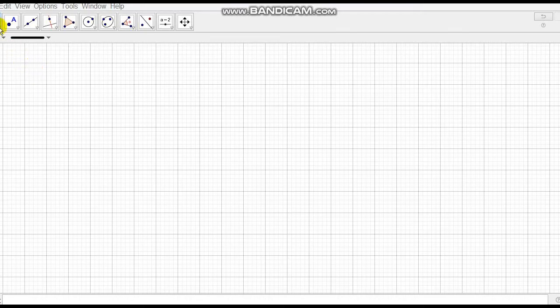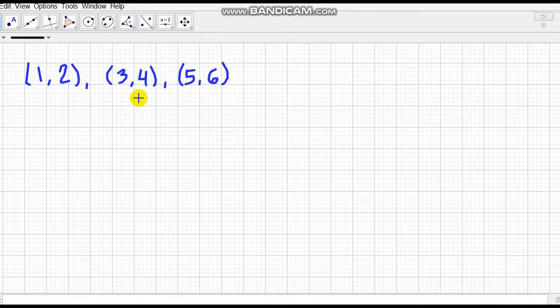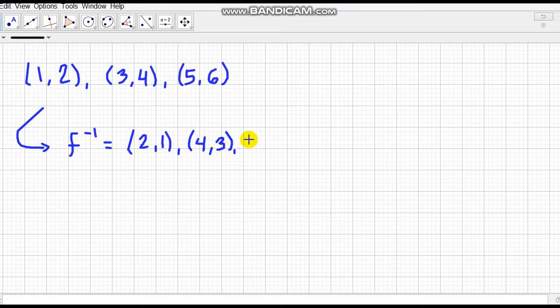For example, if we have a function (1, 2), (3, 4), and (5, 6), then their inverse is, we just flip the x and the y. So this becomes (2, 1), (4, 3), and (6, 5). So we just flip the x and the y to get the inverse of the function.